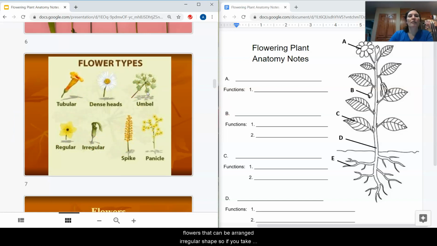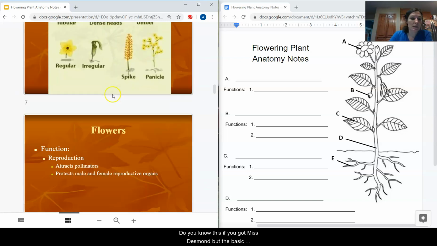So if you take Miss Desmond's class for CTE, she's got a lot of different flowers that you get to look at in the greenhouse, and you learn about all the parts. So a lot of you probably already know this if you've got Miss Desmond.